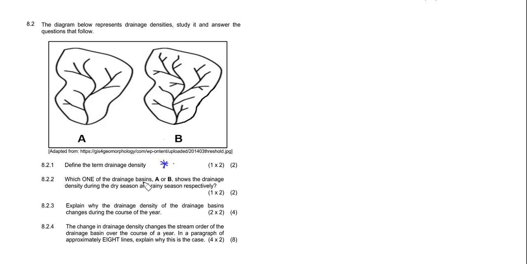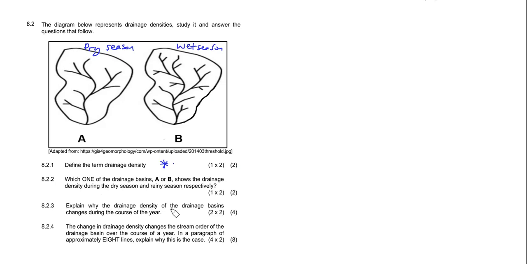Which one of the drainage density A and B show drainage density during the dry season and rain season? So here we are saying this one here is a dry season. This one here is wet season. That's what we have there. So that one is answered.